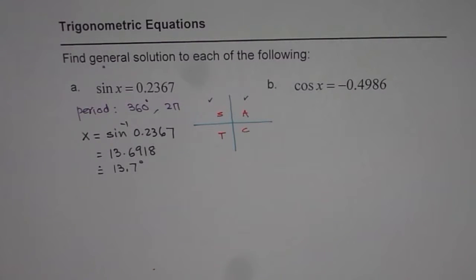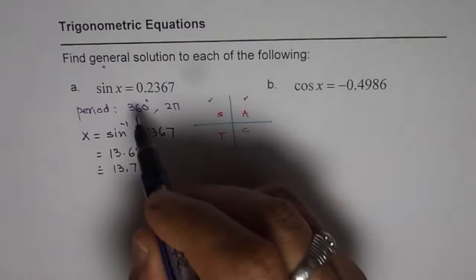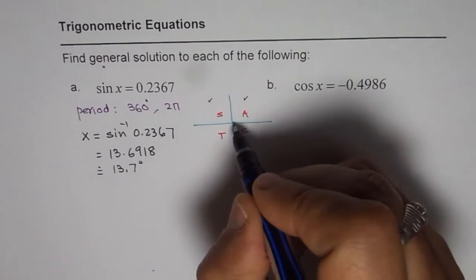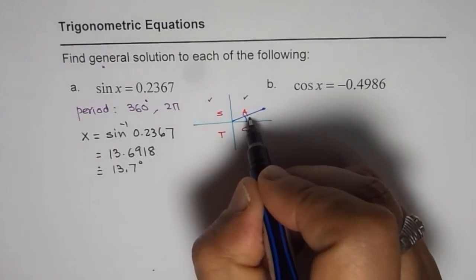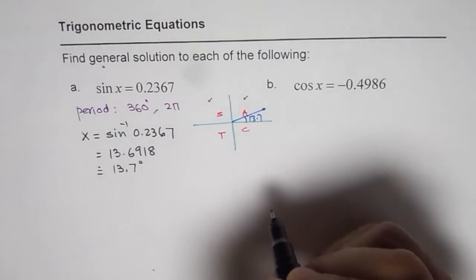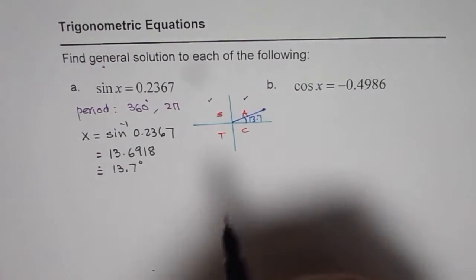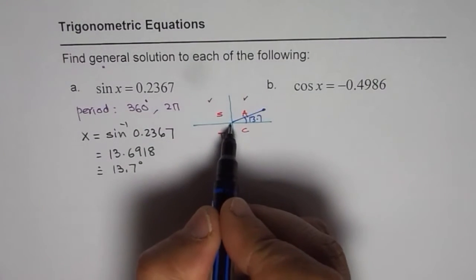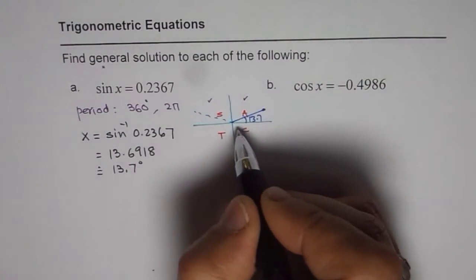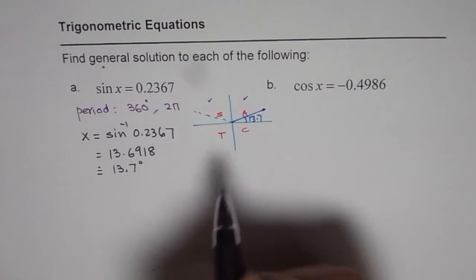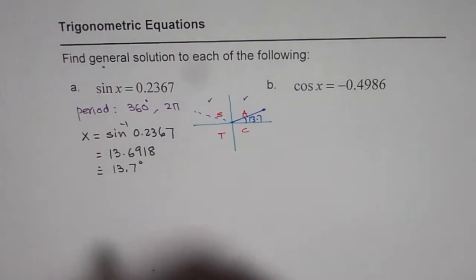So that is one of the solutions. Whenever you use a calculator, you can get only one solution, and most of the time it is recommended to find the related acute angle. In this case the related acute angle is 13.7, and that is one solution, in quadrant 1. How do we get the other solution? Using the properties, the other solution should be 180 degrees minus 13.7. That will give us the solution in quadrant 2.